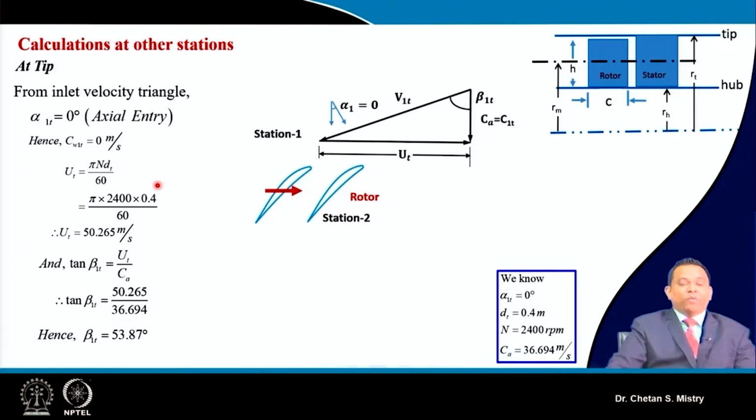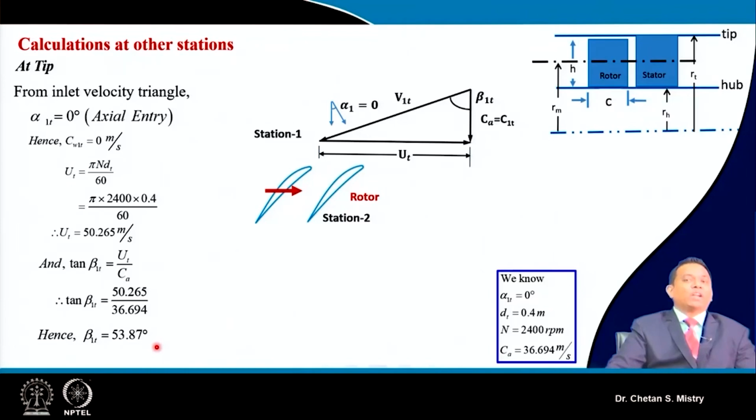Now, once we have done the calculation for the hub, we need to check at the tip also. For the calculation at the tip, my alpha 1 at the tip is 0. We can calculate the peripheral speed at the tip, given by pi D N by 60. My tip diameter at this moment we are considering 0.4 meter. So that gives my U tip to be 50.26 meter per second. And we can calculate our beta 1 at the tip based on the velocity triangle. Beta 1 at the tip is coming 53.87 degree.